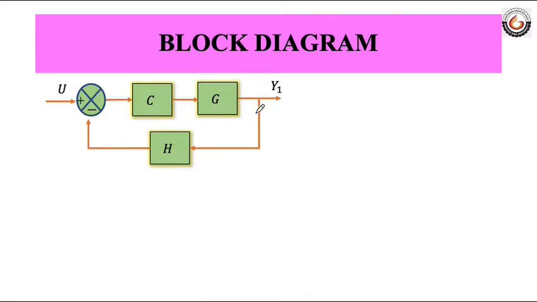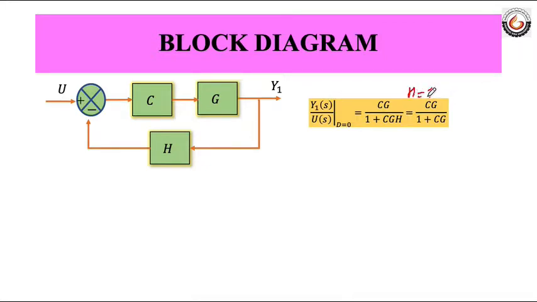We know the transfer function of it directly. Y1 by U is nothing but the forward loop transfer function CG divided by 1 plus CGH, the feedback transfer function. Now, for the sake of simplicity, we will even take H equal to 1. Then our transfer function will be CG by 1 plus CG. So this is the first transfer function.